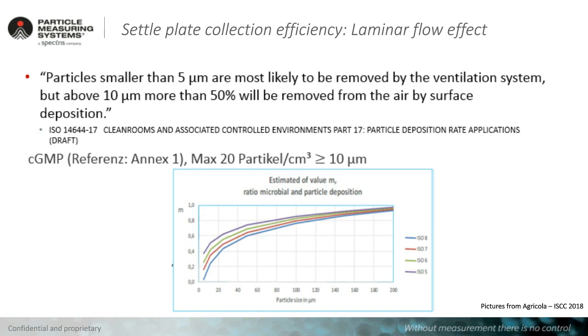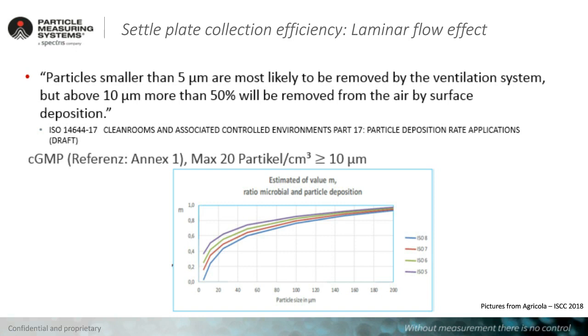In the end, we know that particles smaller than 5 micron are most likely to be removed by the ventilation system. So this is the target of our pharmaceutical environment, and we understand that all the microorganisms and all the particles less than 5 micrometers should be removed definitely by the ventilation system, simply by the airflow and by the air exchange. Above the 10 micrometer, we need to understand that still more than 50% will be removed from the air by surface deposition.